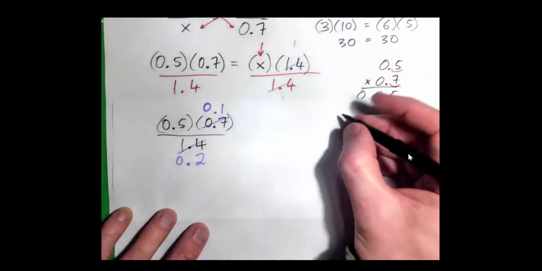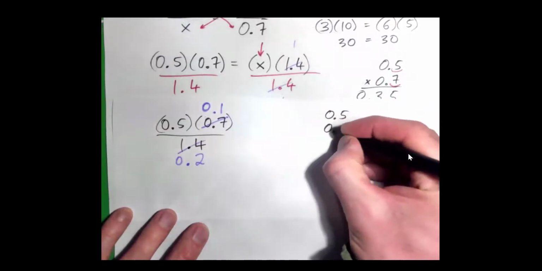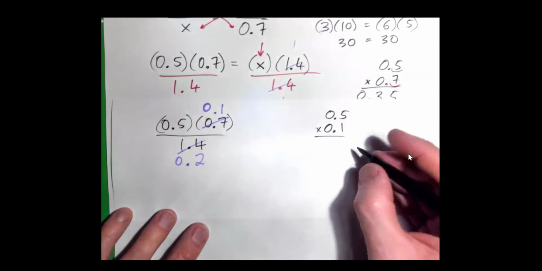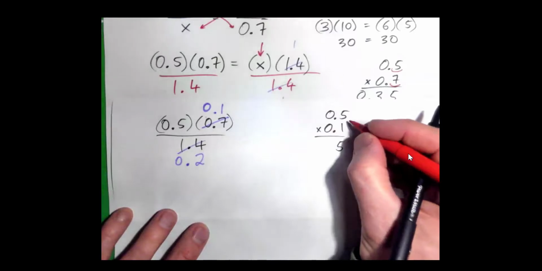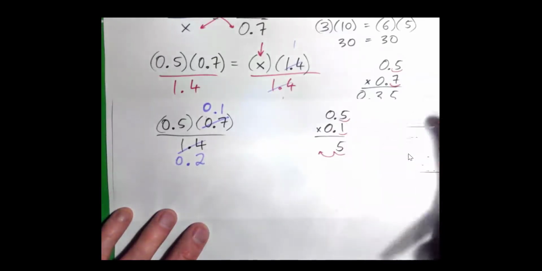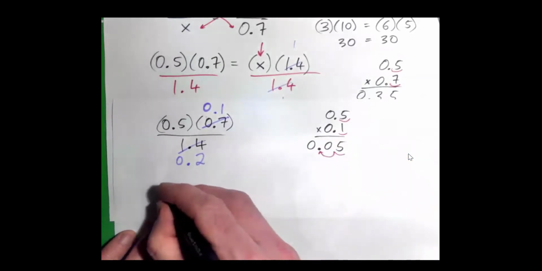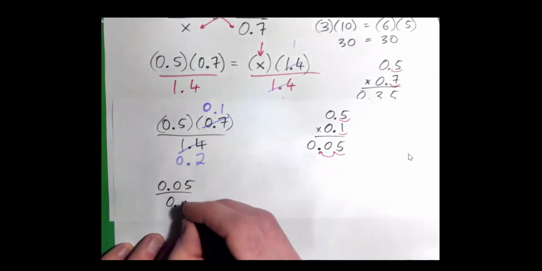And so now you've got 0.5 times 0.1. What does that give us? 1 times 5 is 5. How many decimal points? 2. 1, 2. So 0.05. So we would have 0.05 over 0.2.